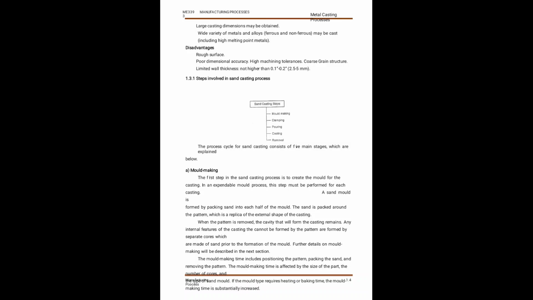In mold making, the first step in the sand casting process is to create the mold for the casting. In an expendable mold process, this step must be performed for each casting. A sand mold is formed by packing sand into each half of the mold. The sand is packed around the pattern, which is a replica of the external shape of the casting. When the pattern is removed, the cavity that will form the casting remains. Any internal features of the casting that cannot be formed by the pattern are formed by separate cores, which are made of sand.